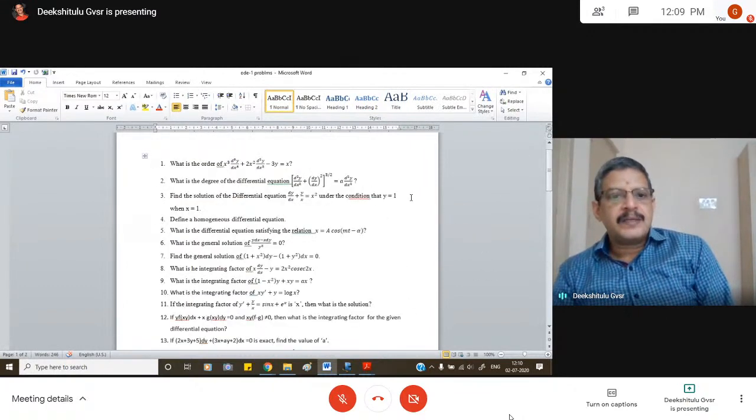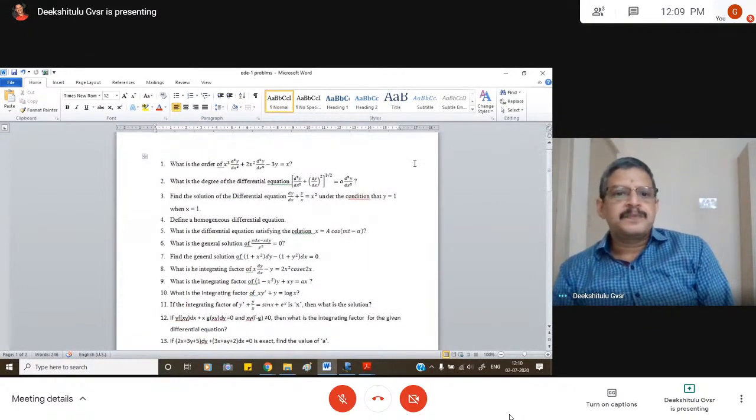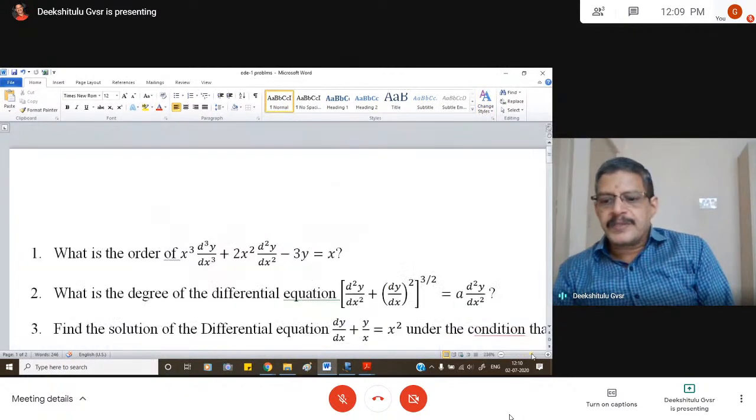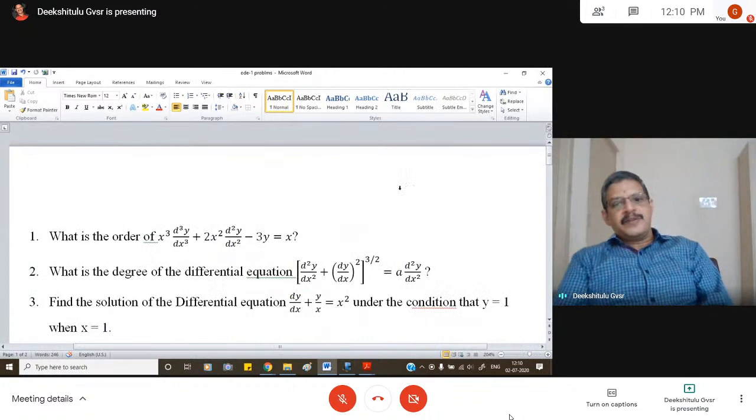So we have another 20-24 problems in this. I'll increase the screen. See these problems carefully. What is the order of the differential equation?